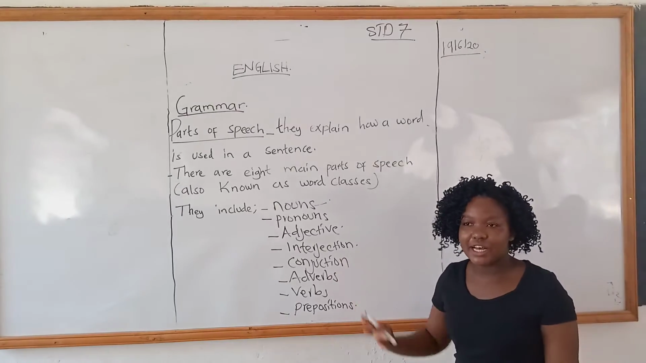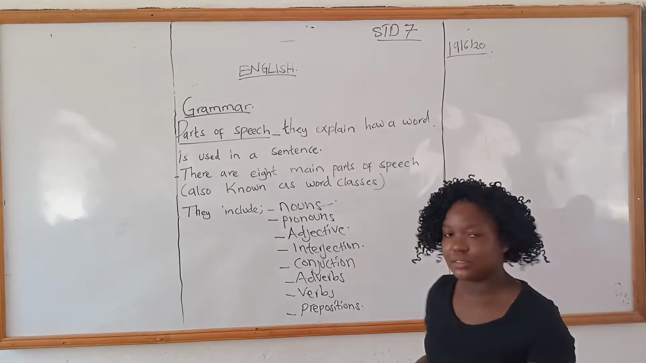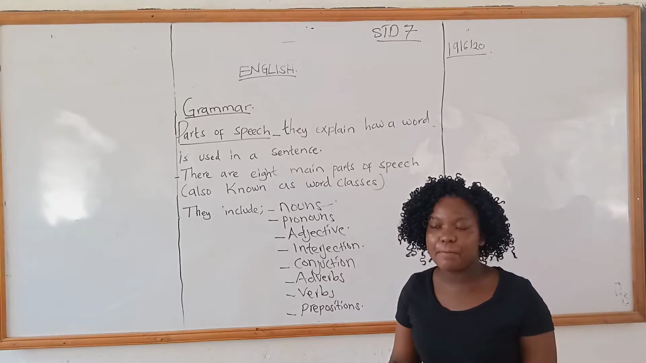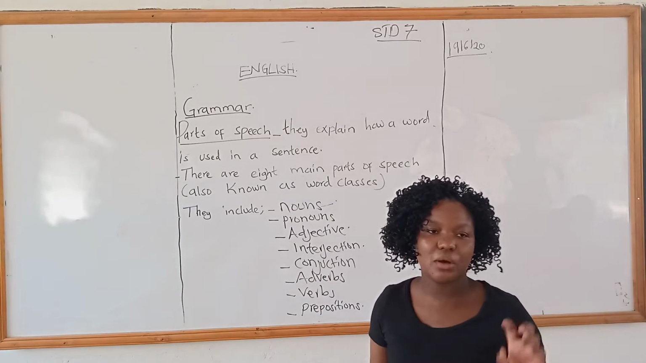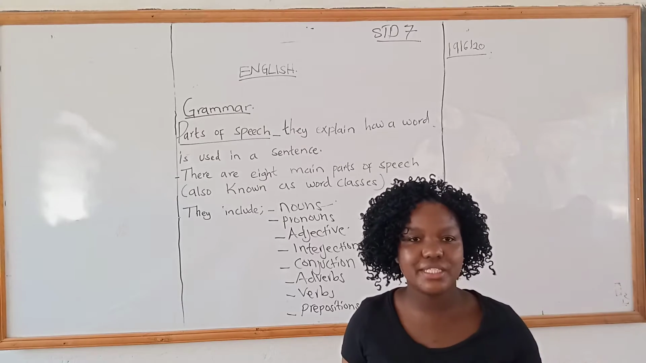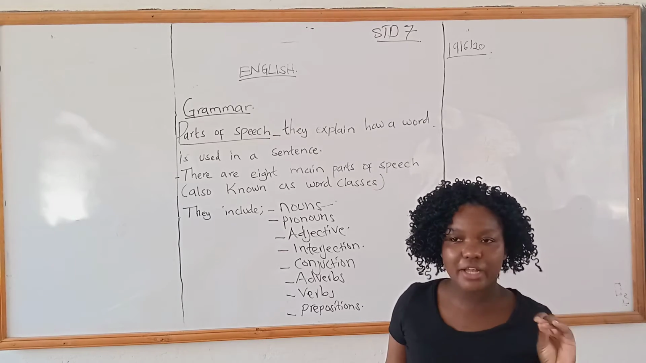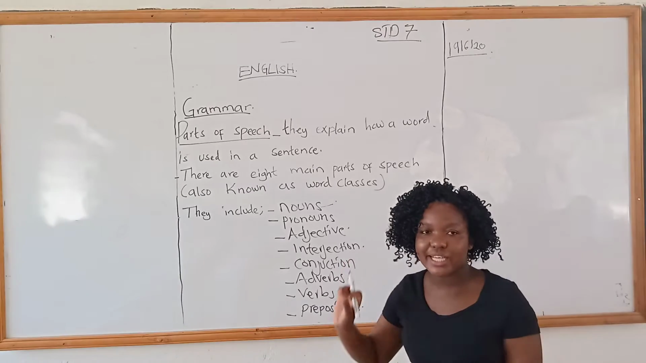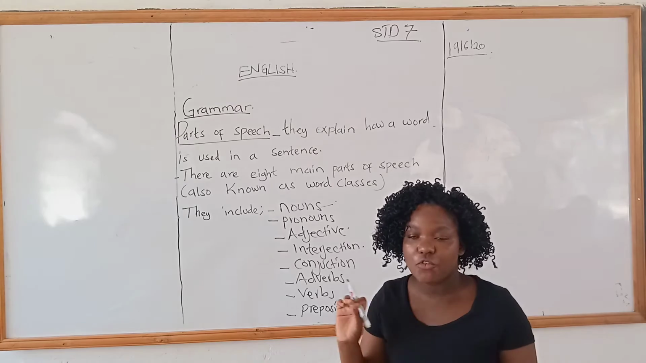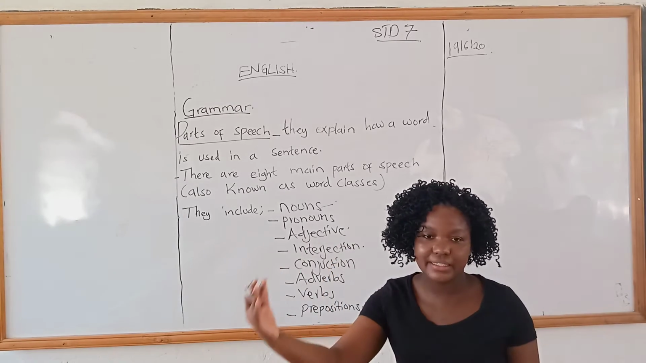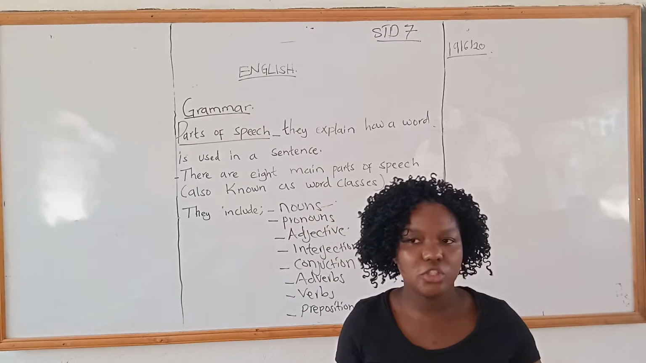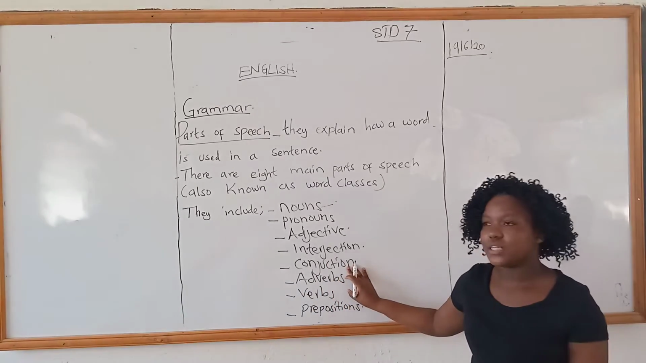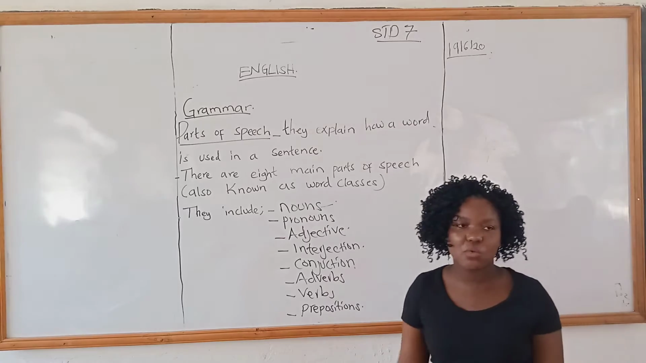Conjunction. A conjunction is a joining word. For example, you can have two sentences and you are asked to join them using one word. That one word will be called a conjunction. For example, we have and, but, although, since. Those words are what are called conjunctions, joining words.